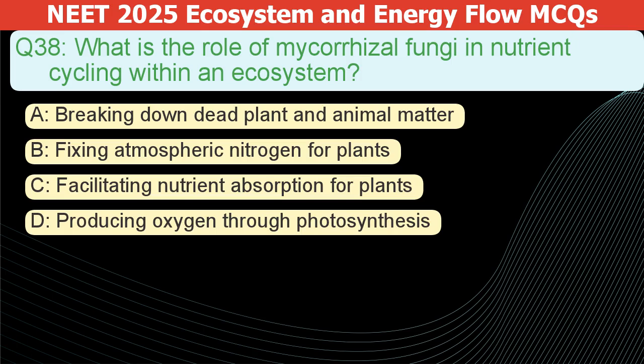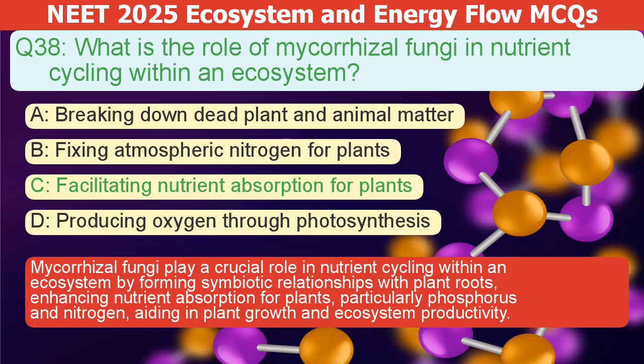What is the role of mycorrhizal fungi in nutrient cycling within an ecosystem? A. Breaking down dead plant and animal matter. B. Fixing atmospheric nitrogen for plants. C. Facilitating nutrient absorption for plants. D. Producing oxygen through photosynthesis. The correct answer is C. Mycorrhizal fungi play a crucial role in nutrient cycling. They form symbiotic relationships with plant roots. This enhances nutrient absorption, particularly phosphorus and nitrogen. This helps plant growth and overall ecosystem productivity.